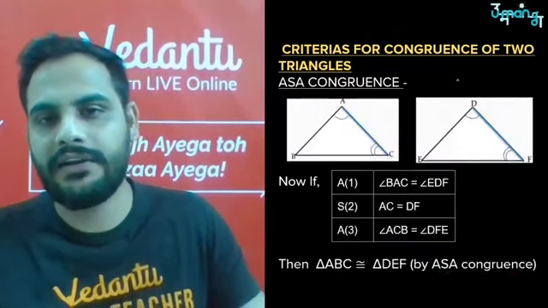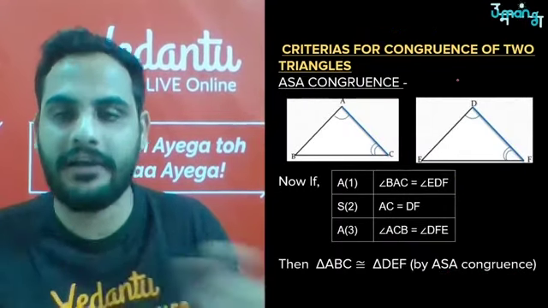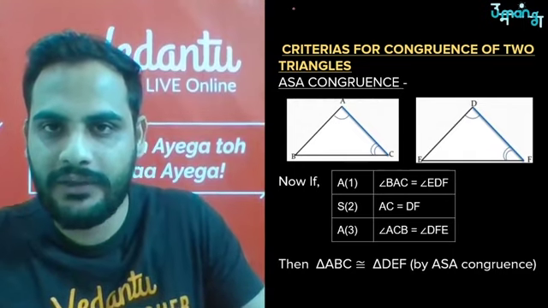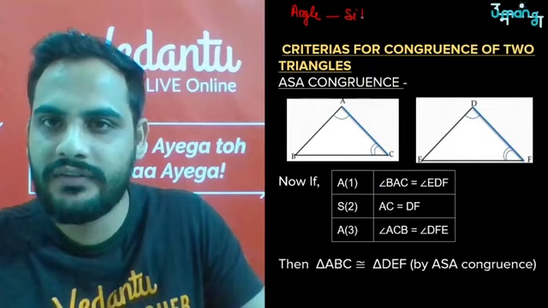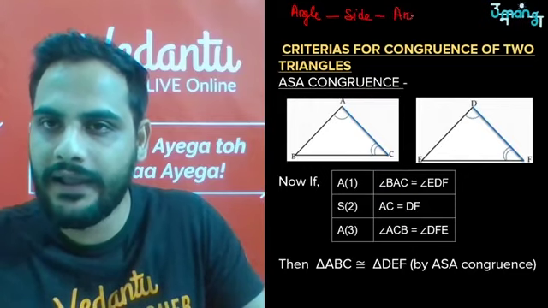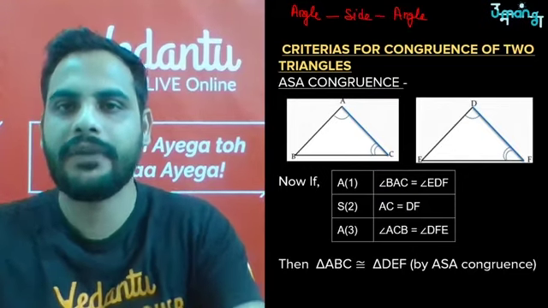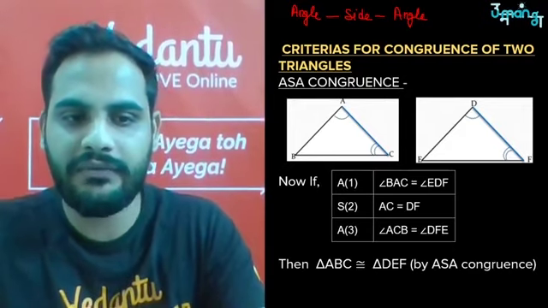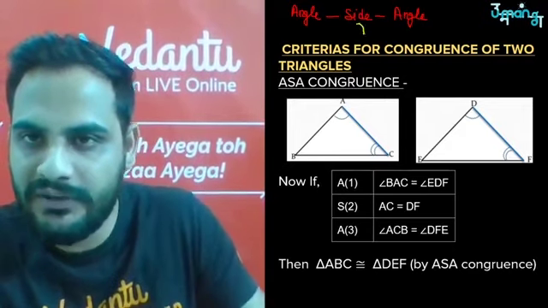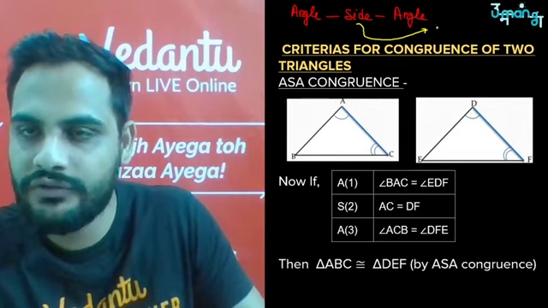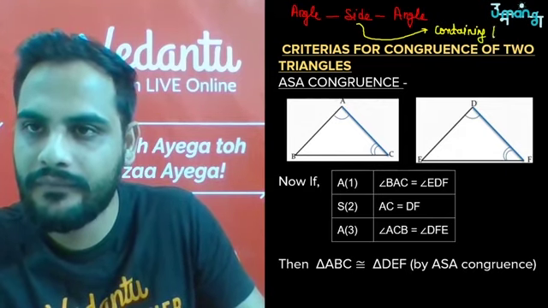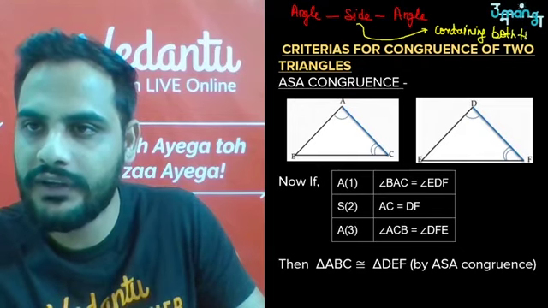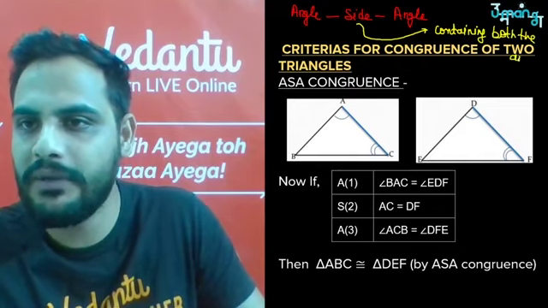The next criteria is angle side angle. Now here, listen carefully. What is it? It is angle, side and angle. So here there are two angles and the side between them. This will be the side containing both the angles, or it should be between both the angles.